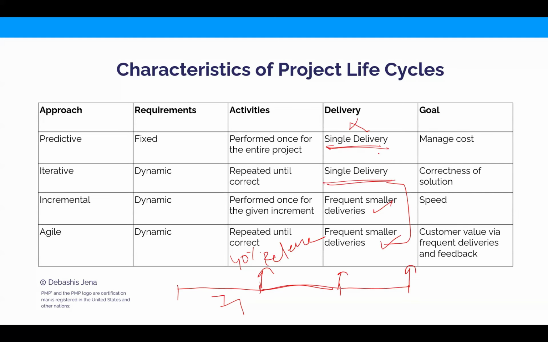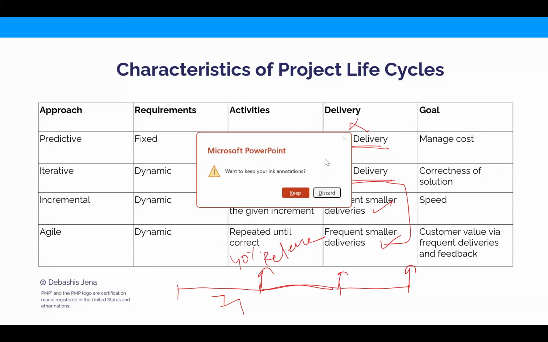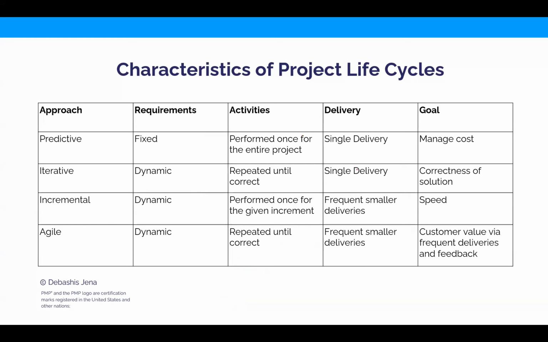Hey, why iterative? This could be a little confusing. Even in iterative, it says single delivery. So a question that could come to your mind is, if you wait to go for single delivery, why did we have iterations in the first place? All right, I'll tell you why. But the point to be noted, even in iterative, we have nothing to release, not until the end of the project. But why did we have iterations? For a different purpose.